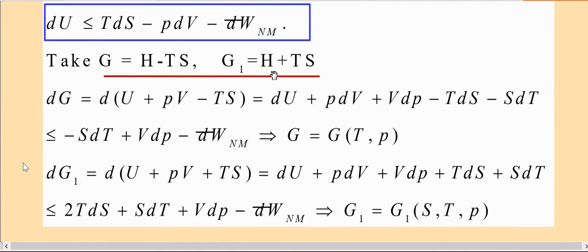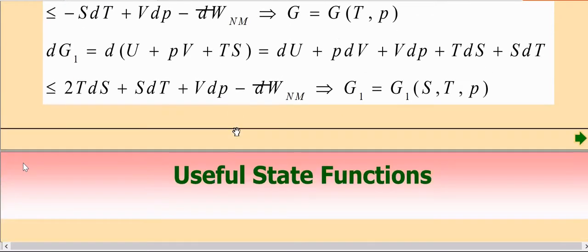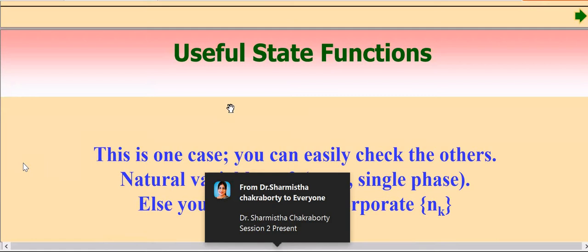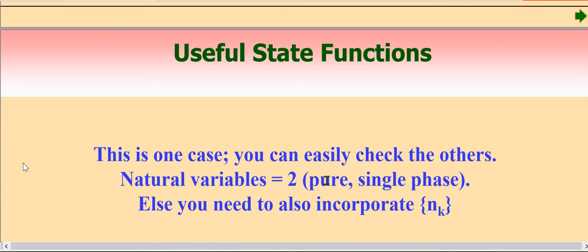So that's why, instead of a plus sign here, we take a minus sign. Okay. So we want all our state functions to be a two variable function, as I emphasized yesterday. So useful state functions are those where natural variables are two for a pure single phase system. Because if this is an impure, that means not a single phase system, then you will have the number of moles of each component. So a mu i dn i type of term will be there in each. Okay. So that's written there. Else you need also to incorporate the number of moles for each component, and for phases you have alpha also at the top.